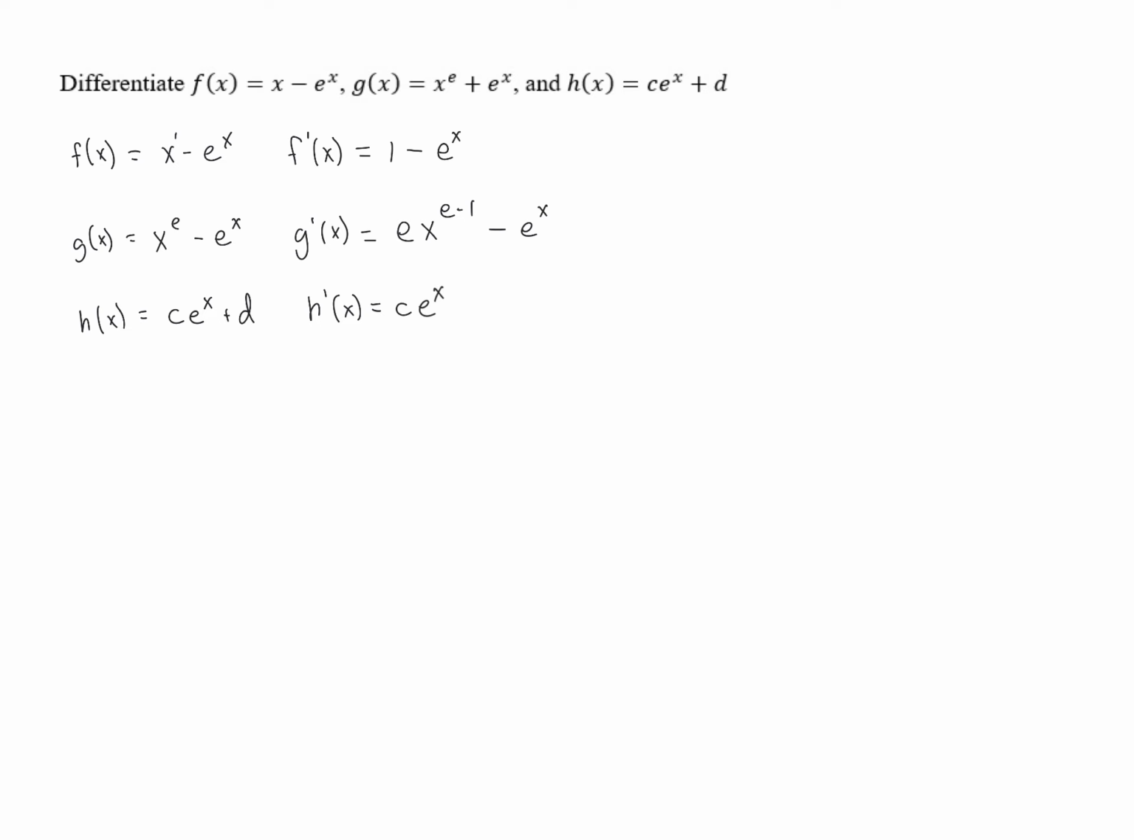So we have c times e to the x, and then we add the derivative of the second term, but the derivative of a constant is 0, so we don't have anything to add, so the derivative here is just c times e to the x.